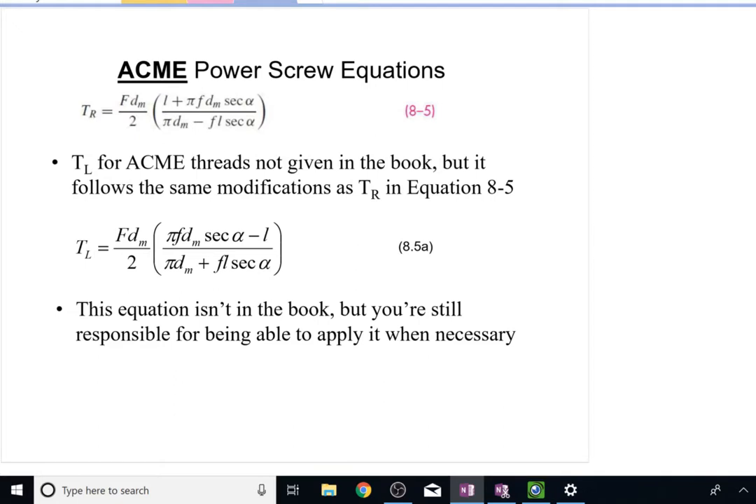Okay, Acme power screw equations. These are not properly presented in the book. They give 8.5, but that's the torque to raise, T sub r, for an Acme power screw. But they don't actually list the torque to lower.